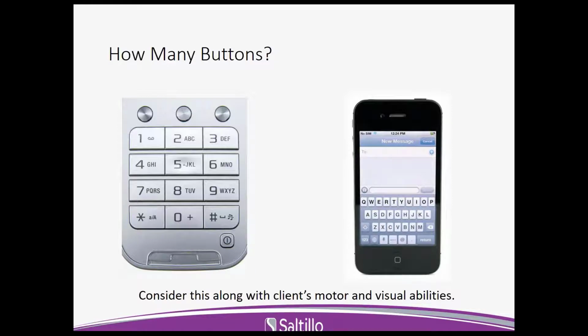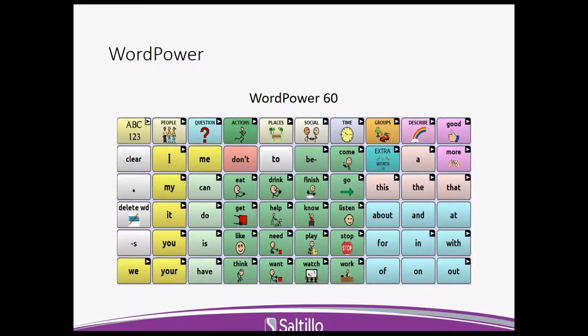Consider this along with the client's motor and visual abilities. If they're able to visually see more buttons and smaller buttons on a page and access it with either direct select or scanning, then let's give them more words available to start. We can start high and simplify instead of going low and trying to grow their vocabulary. Let's dive into how it was developed. On the screen, you'll see word power 60.